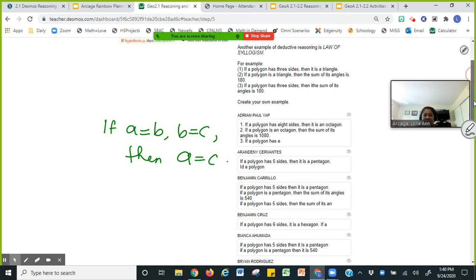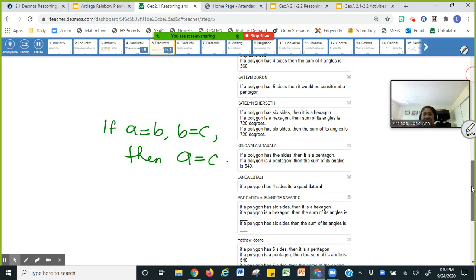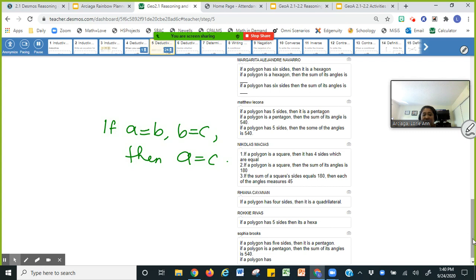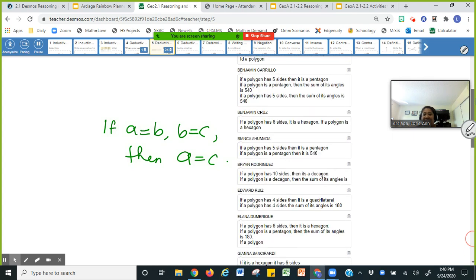Okay, so while you're finishing up your example, please share your example to the class. I know sometimes I teach you to be selfish and not share the answer, but at this point, could you please share your responses to the class? And I like how you guys are using geometry related examples. Love it. All right. Okay.